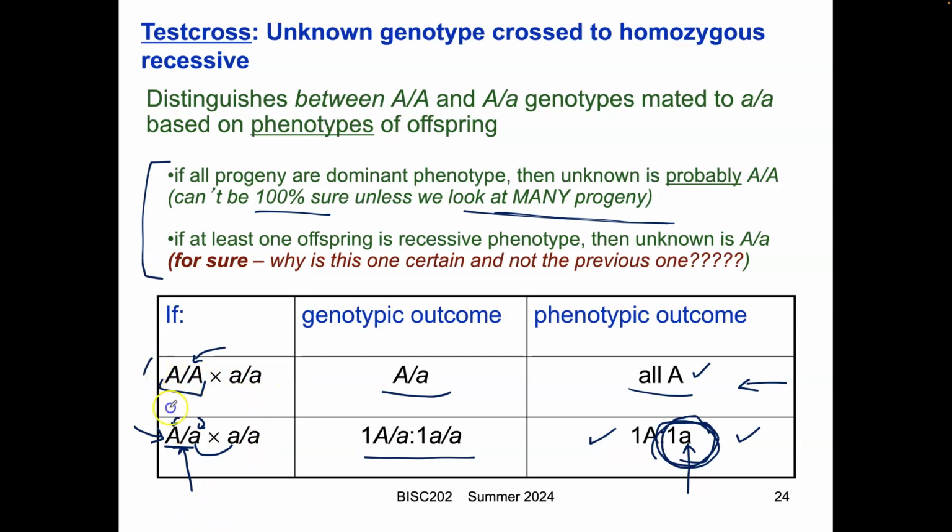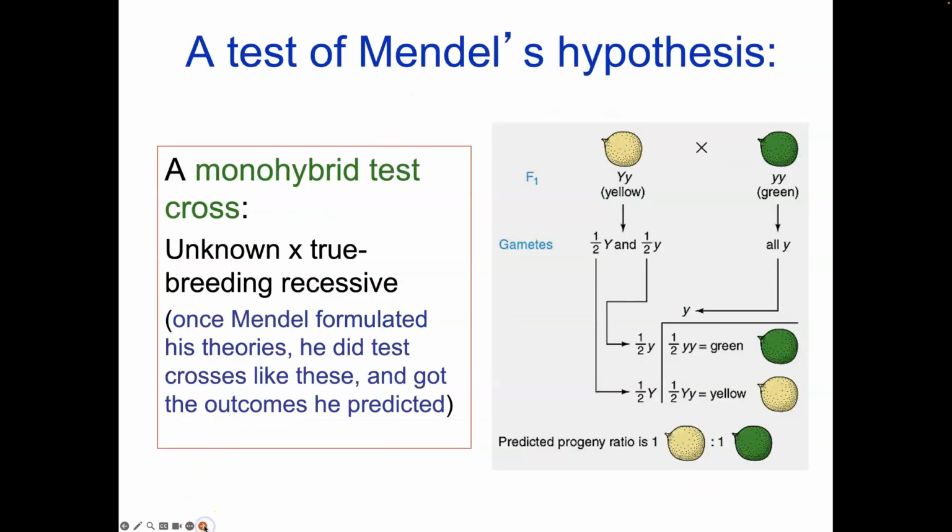But honestly, if you looked at 50 progeny and they all showed the dominant phenotype, you'd pretty much be justified in saying it's homozygous dominant. Okay, and this is just an illustration of that. So Mendel made the prediction that if these ones had both of the factors and he did this cross, he would expect to see half of the progeny with the green phenotype and half with the yellow phenotype. And that is exactly what he saw.